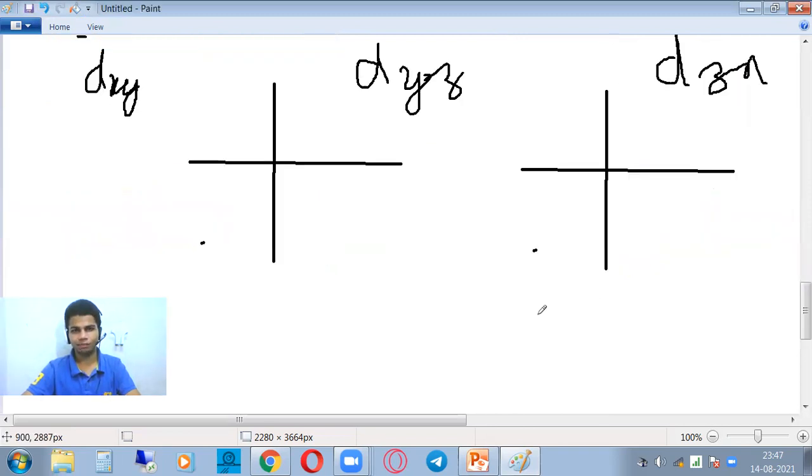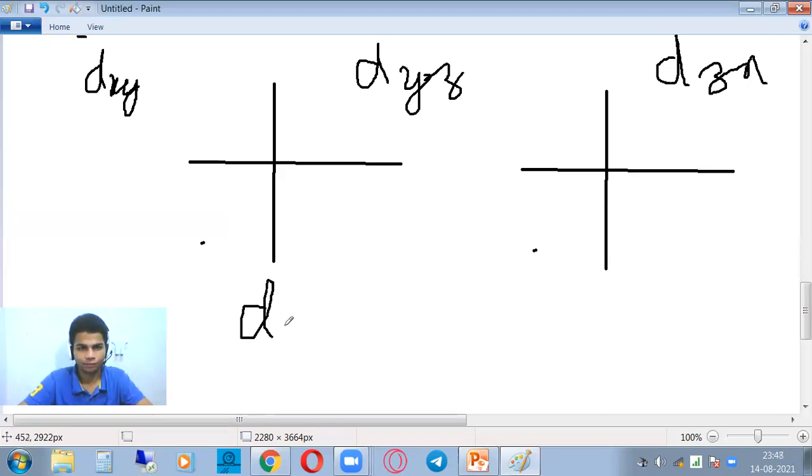Let us study the last two. One is dz square, and one is the other. Let us assume this one is dz square.